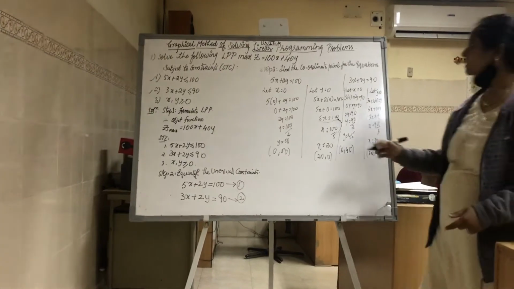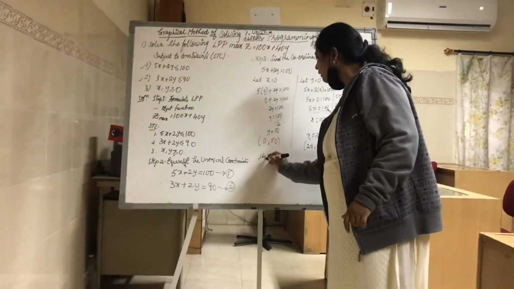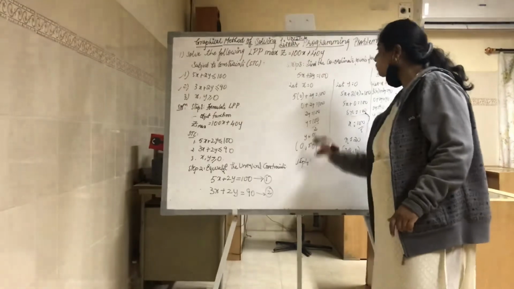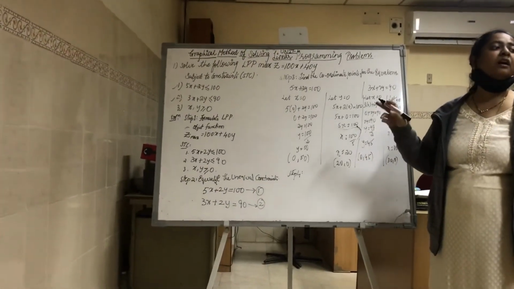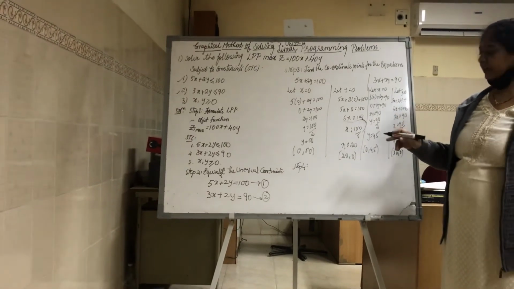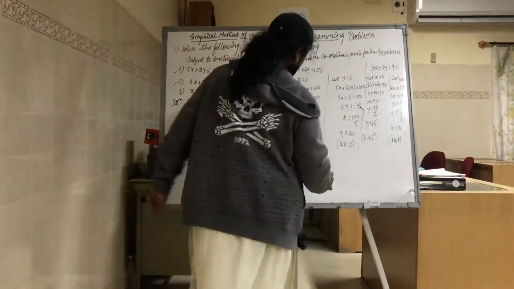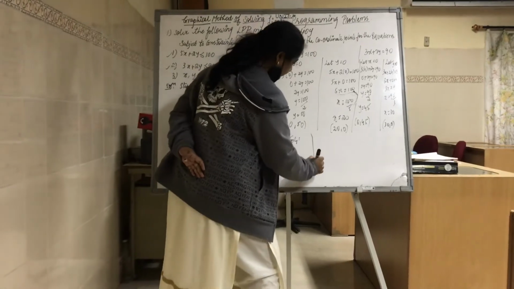Now step 4 is, using these cardinal points you have to plot them in the graph. Okay, so for example, I am drawing the graph here.